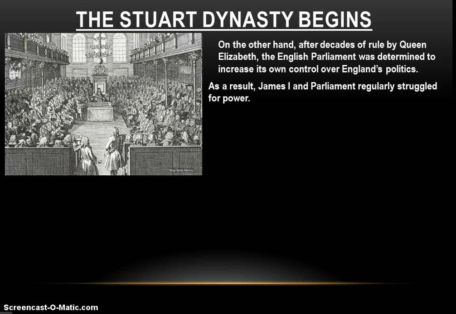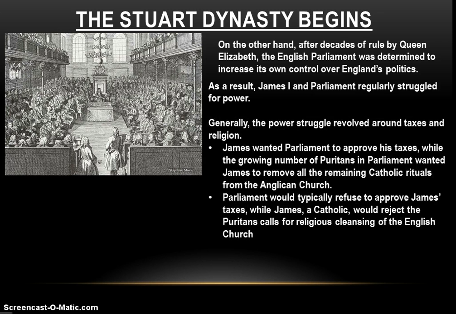They're looking to increase their power as James is looking to rule with more power of his own. And so as a result, the two of them regularly struggled for power. It's a power struggle between the two of them. It's about what you would expect. And generally the power struggle revolved around taxes and religion. It's the areas where both of them could sort of exert their control over the other.